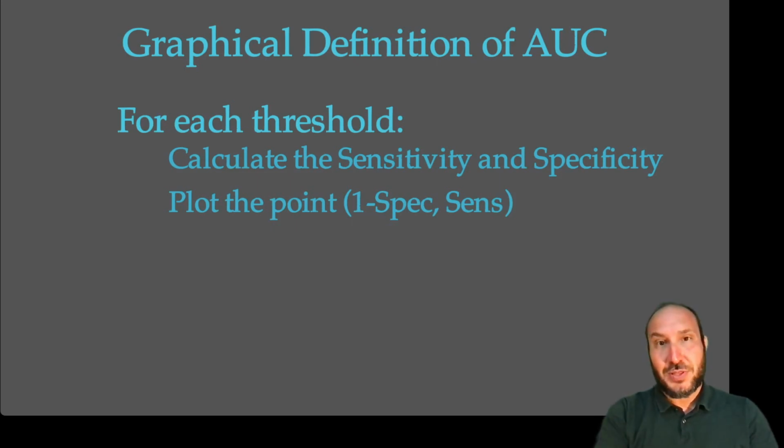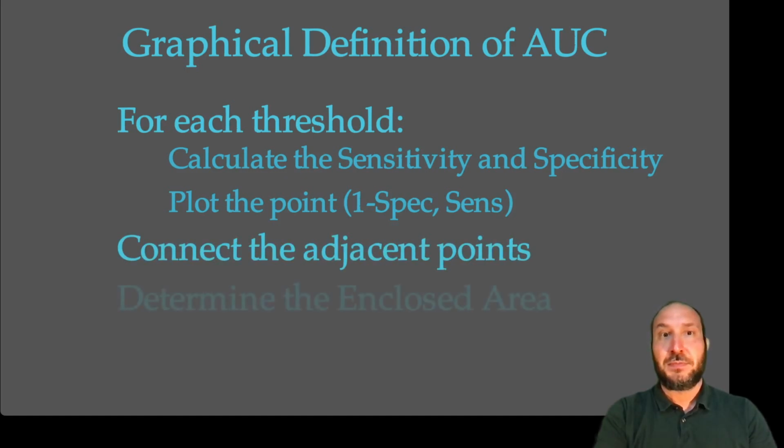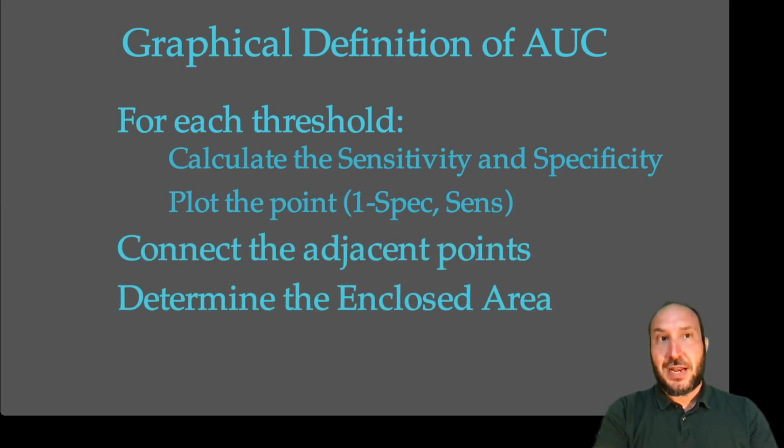I try to avoid those terms because I think the false positive rate often misleads people. It's a little bit ambiguous in what people think it might mean, and so people often confuse it in their head as to what it really means. So I prefer to stick to 1 minus the specificity. But anyway, once we've done that for each threshold, we just connect the adjacent points and determine the area. And the best way really to see this is to go through an example. So we're going to do that now.